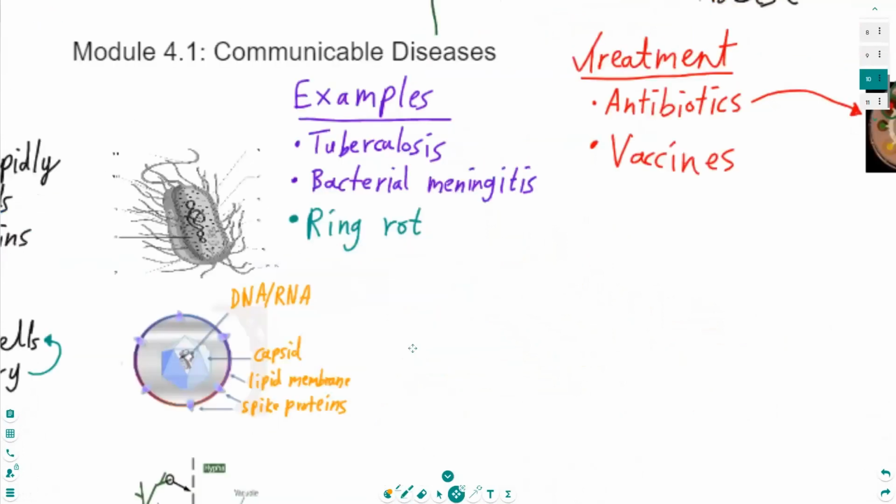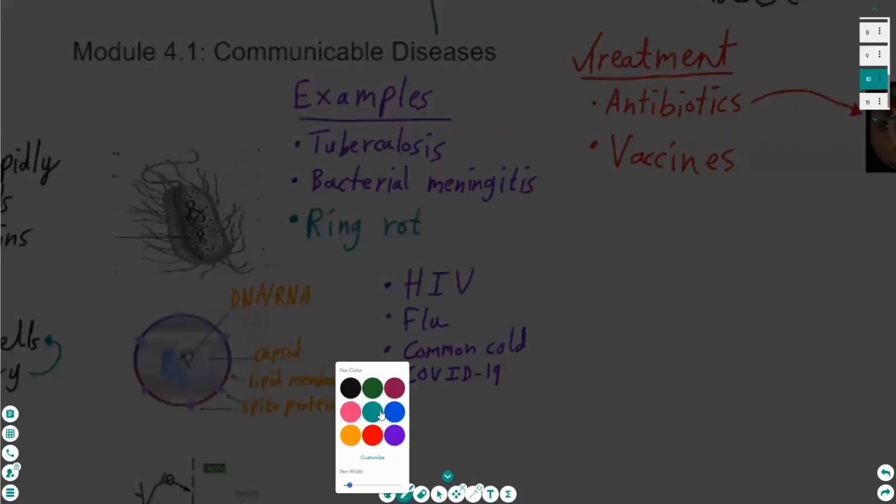So let's go through our examples. I'm going to keep my bubble for examples. The first one is HIV, the human immunodeficiency virus. The second one is influenza or the flu. And there's also, let's say, the common cold. And then COVID-19 as well. They're commonly caused by viruses.